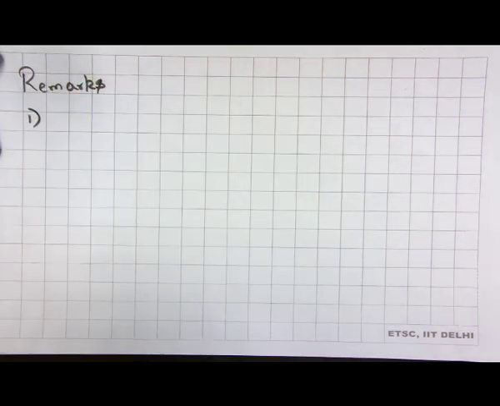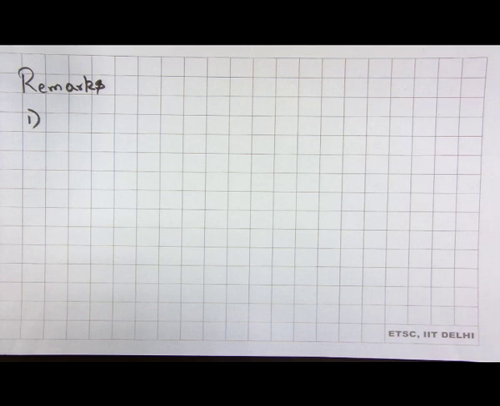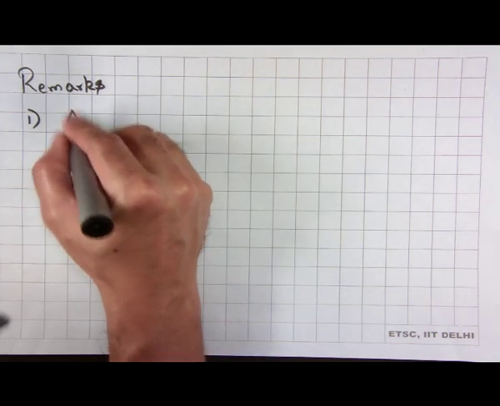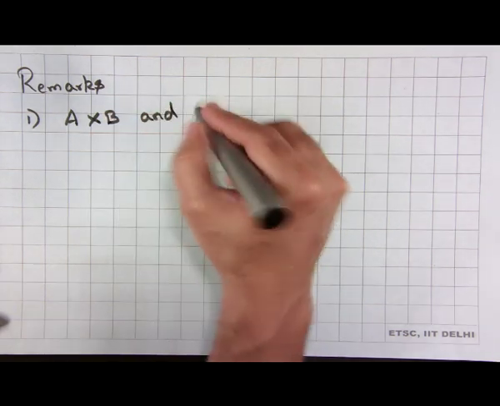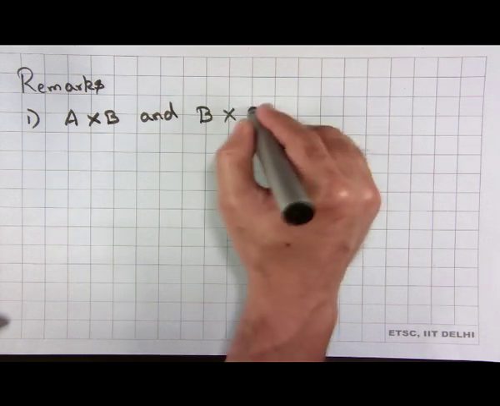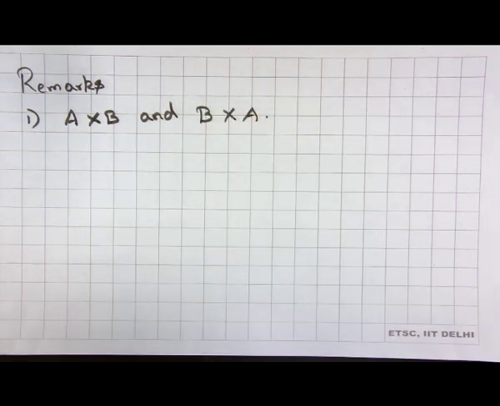The first one: suppose that you have two sets A and B. Consider A cross B and B cross A. Are these two sets one and the same? On what basis and how?